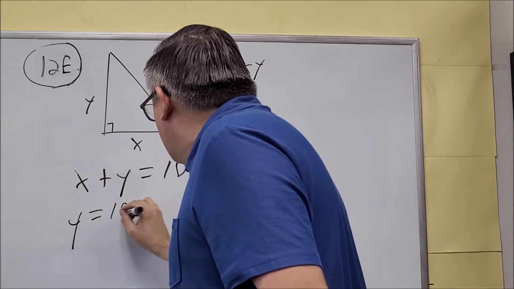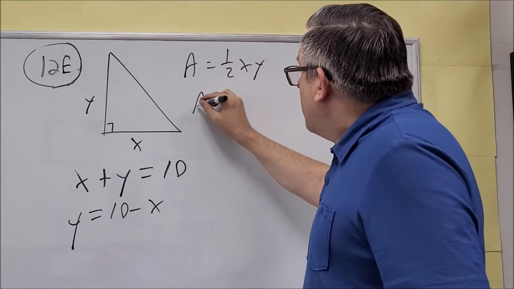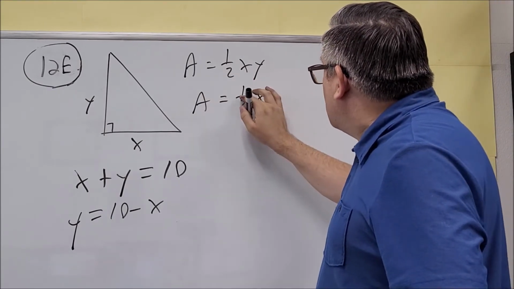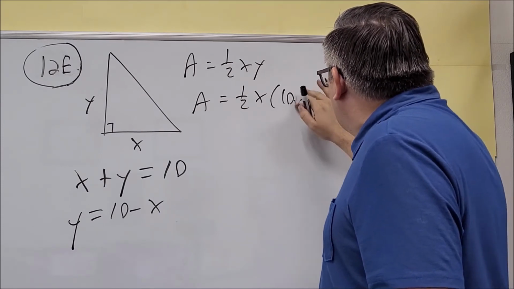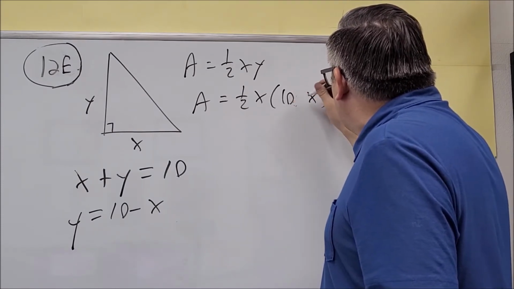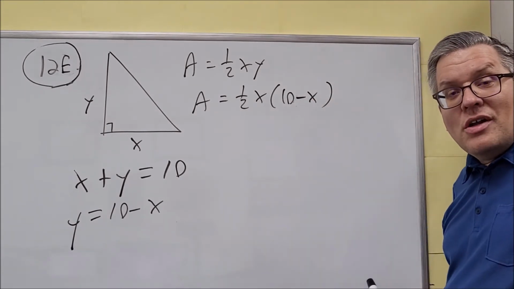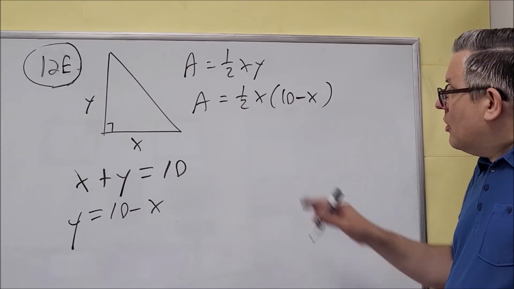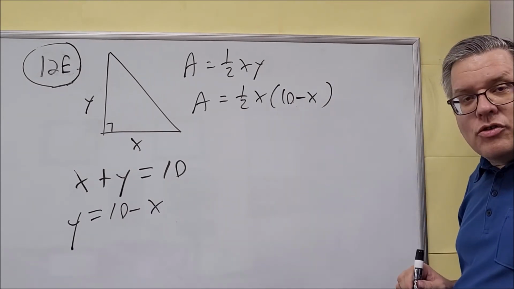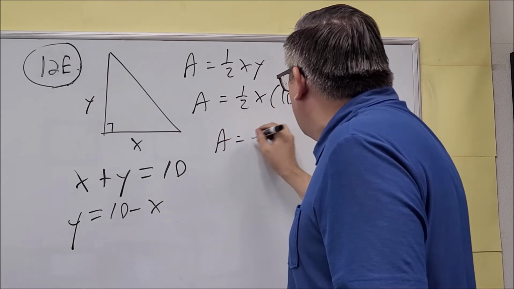Y is equal to 10 minus x. And now we're going to put this into here. So area equals 1/2 x times 10 minus x. At this point, this is going to be the formula that we're now going to use. We have to take the derivative and set it equal to 0 in this case. So this one, we can just multiply that out to avoid the product rule. We can just use power rule on this one.